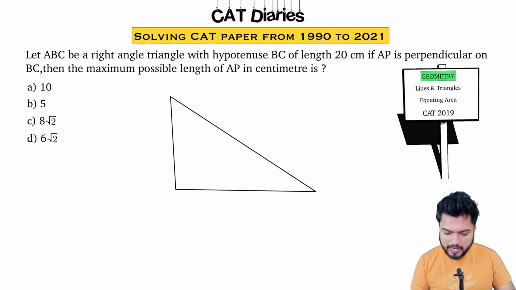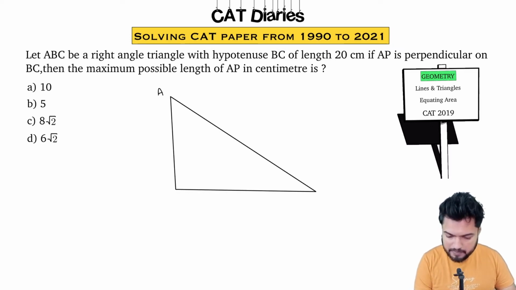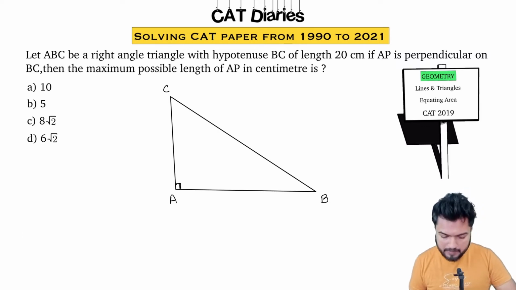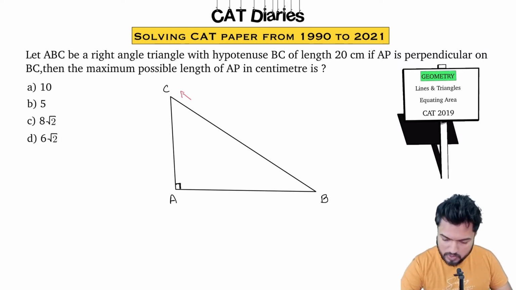So I make a right angle triangle. I name this as ABC. BC is the hypotenuse. So let's keep B here, C here, and A is here. Okay, this angle A is equal to 90 degree. That is the first thing that I know about it. BC is a hypotenuse of length 20. So let's put this length as 20.